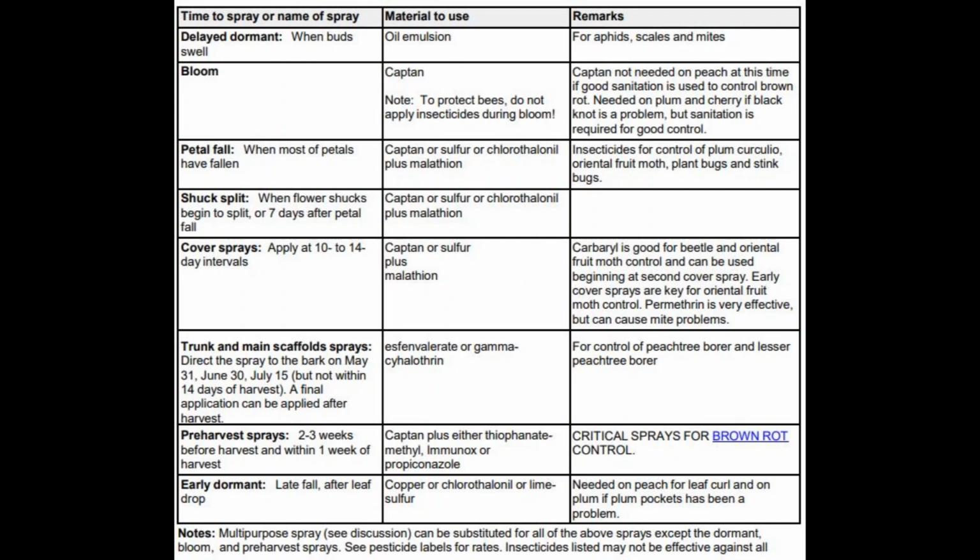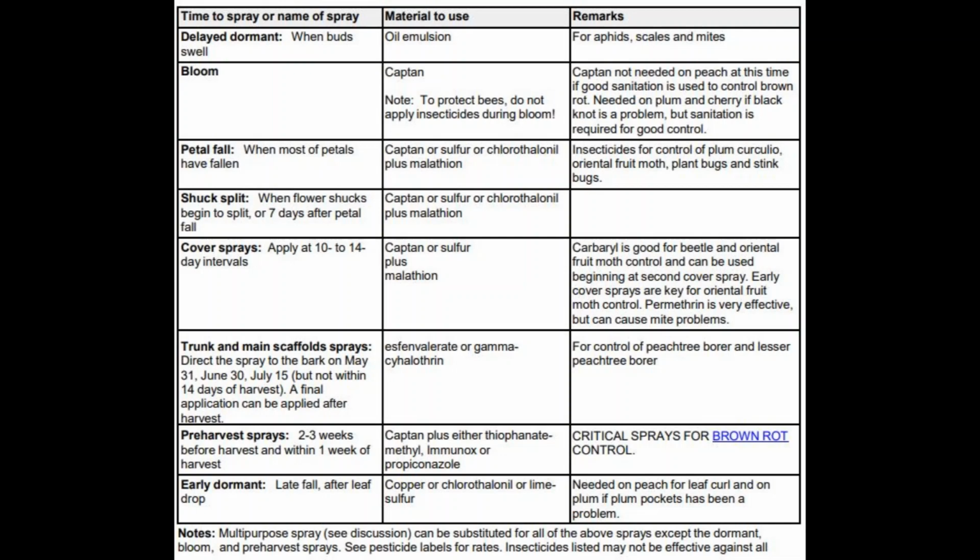We also need to look at cultural and sanitation practices that will hopefully alleviate the need to spray and will be a complement to spraying. Pruning, of course, is very important to allow better air circulation and also sunlight to reach the canopy and promote rapid drying, which will help in disease control. We also need to think about planting resistant varieties on the front end, specifically for something like bacterial spot. That's going to be really important.